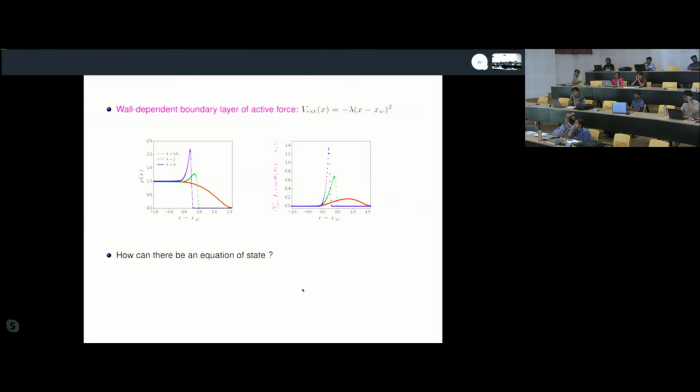So if I have different densities of active force, how can there be an equation of state? And the answer to that is because there is a hidden conservation law that I will not present, which is the hidden conservation law of what I call the active impulse, which is a quantity I want to introduce now.